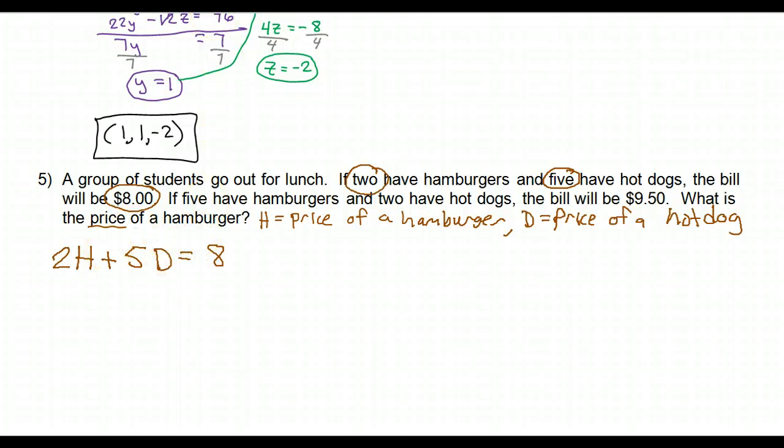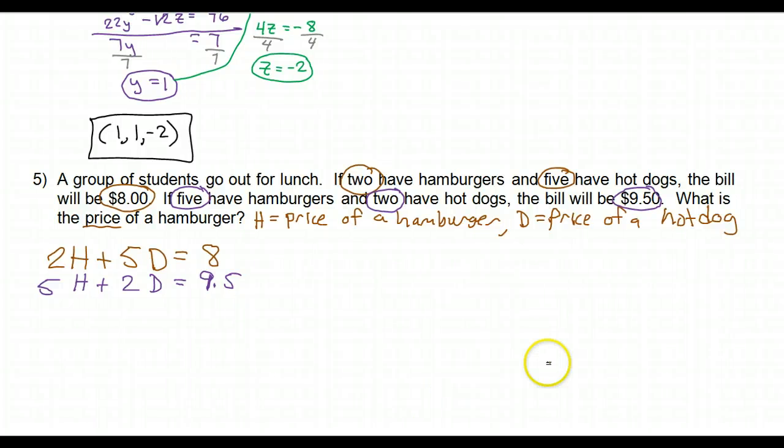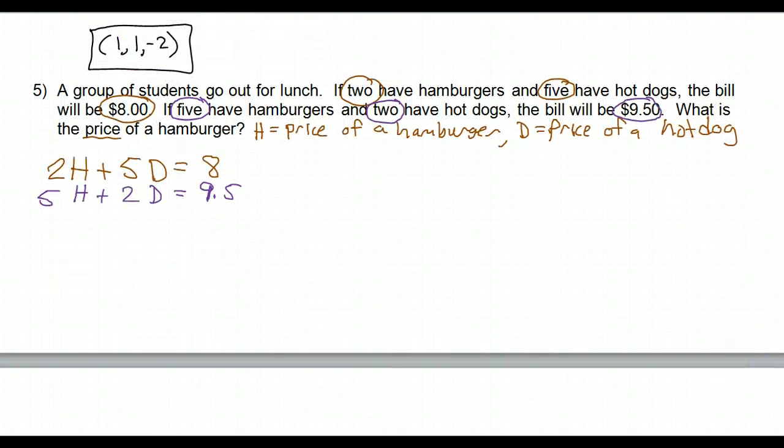Now the second equation, we'll slightly change colors on this one. This time 5 have hamburgers and 2 have hot dogs, and the bill is $9.50. So these are the two equations I'm dealing with. And that's it. It's time to solve this out, and we could just use elimination. So let's do that.